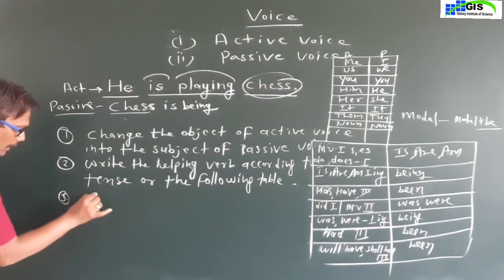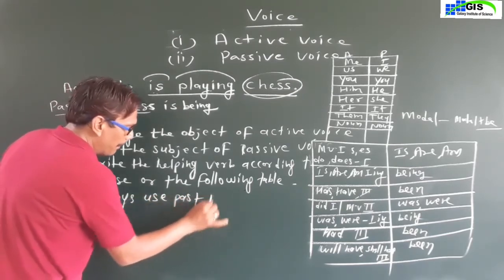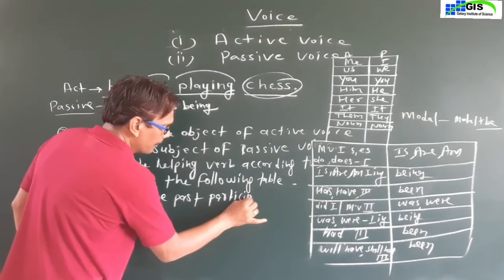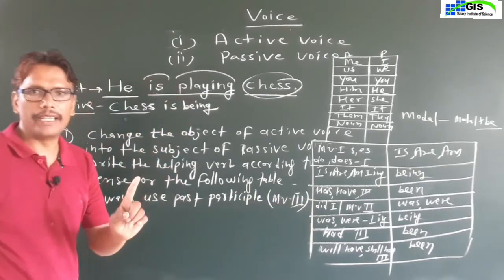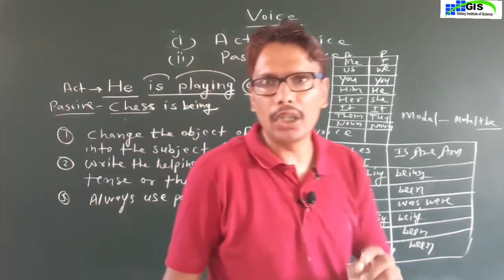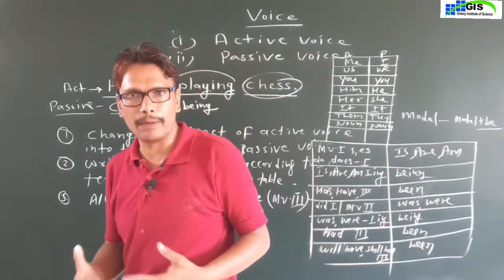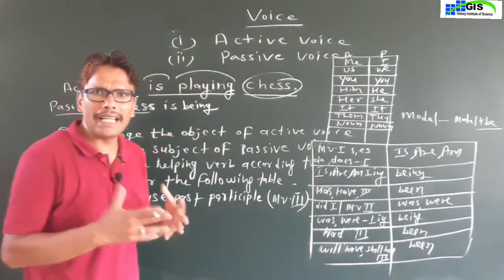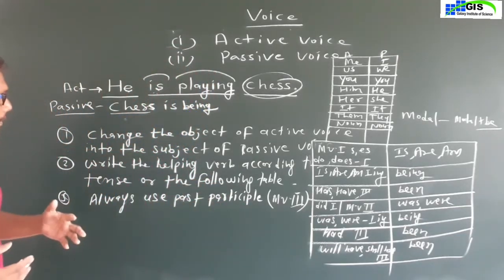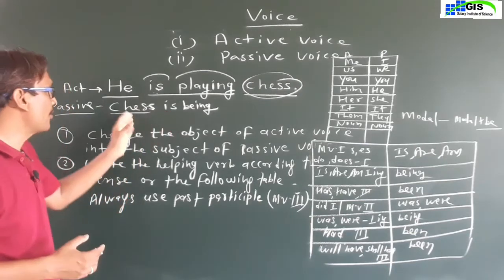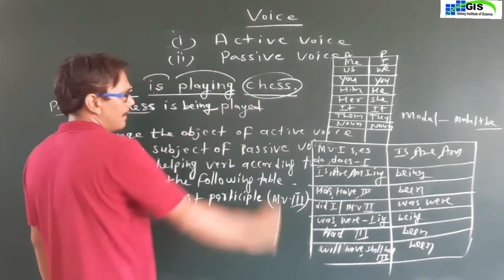Rule number 3rd, always use past participle. Means am, be third. In passive voice we always use past participle. What is past participle in English? Past participle means the third form of the main verb. And in this sentence you will write chess is being. The third form of play is played.